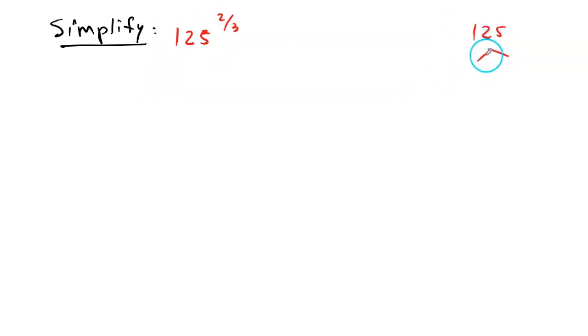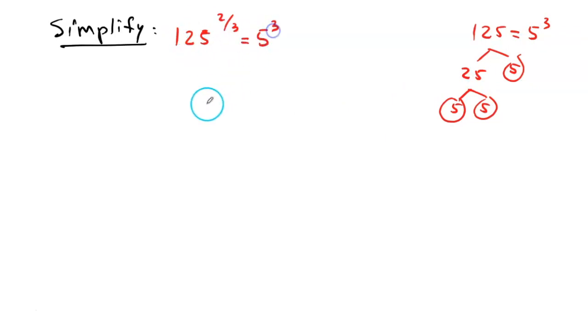Can I divide it by 2? No. By 3? No. By 5. 125 divided by 5 gives me 25. 25 is 5 times 5. You can use a calculator to break this if you want. 125 is the same as how many 5s? 1, 2, and 3. 5 cubed. So instead of 125, I write 5 cubed. Oh, but I have also a power on the outside. So put a parenthesis, and I put the second power.